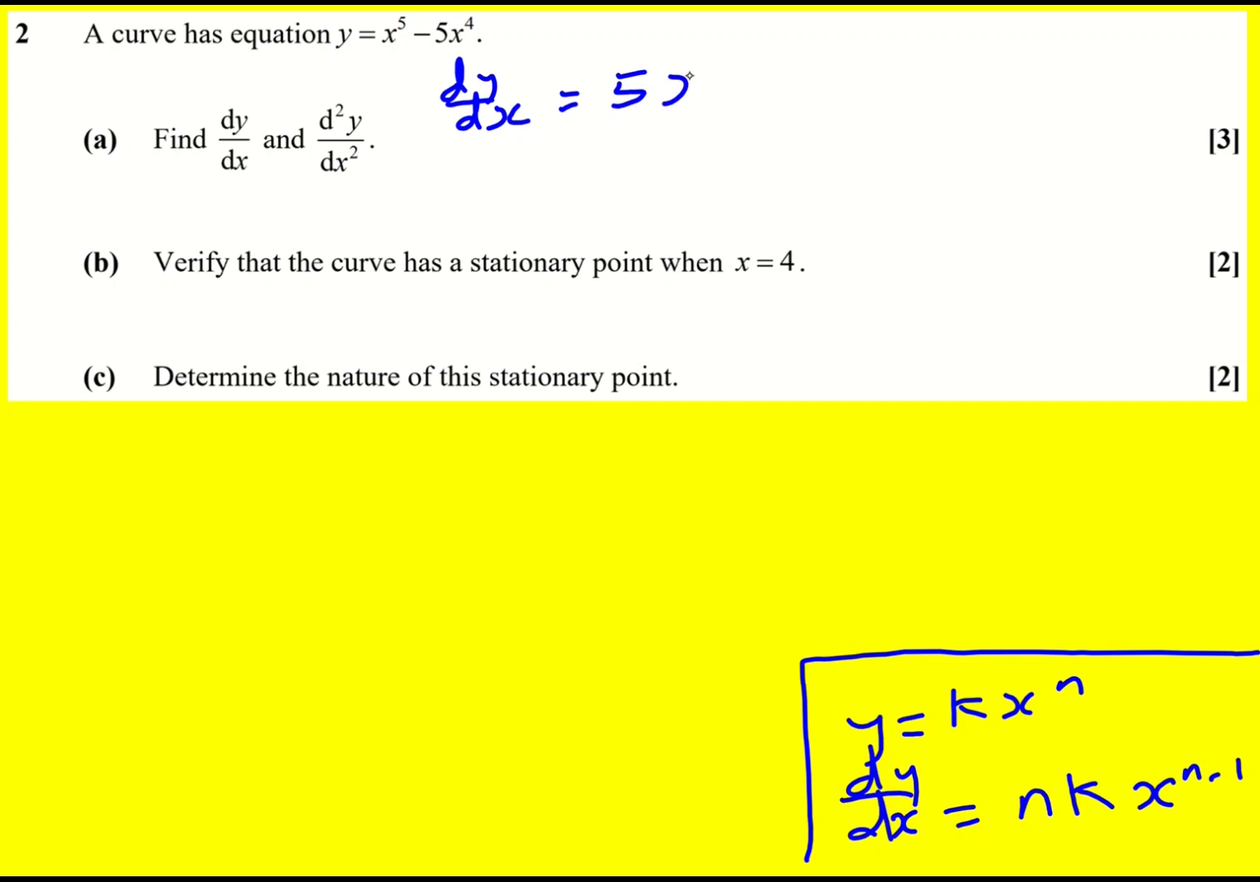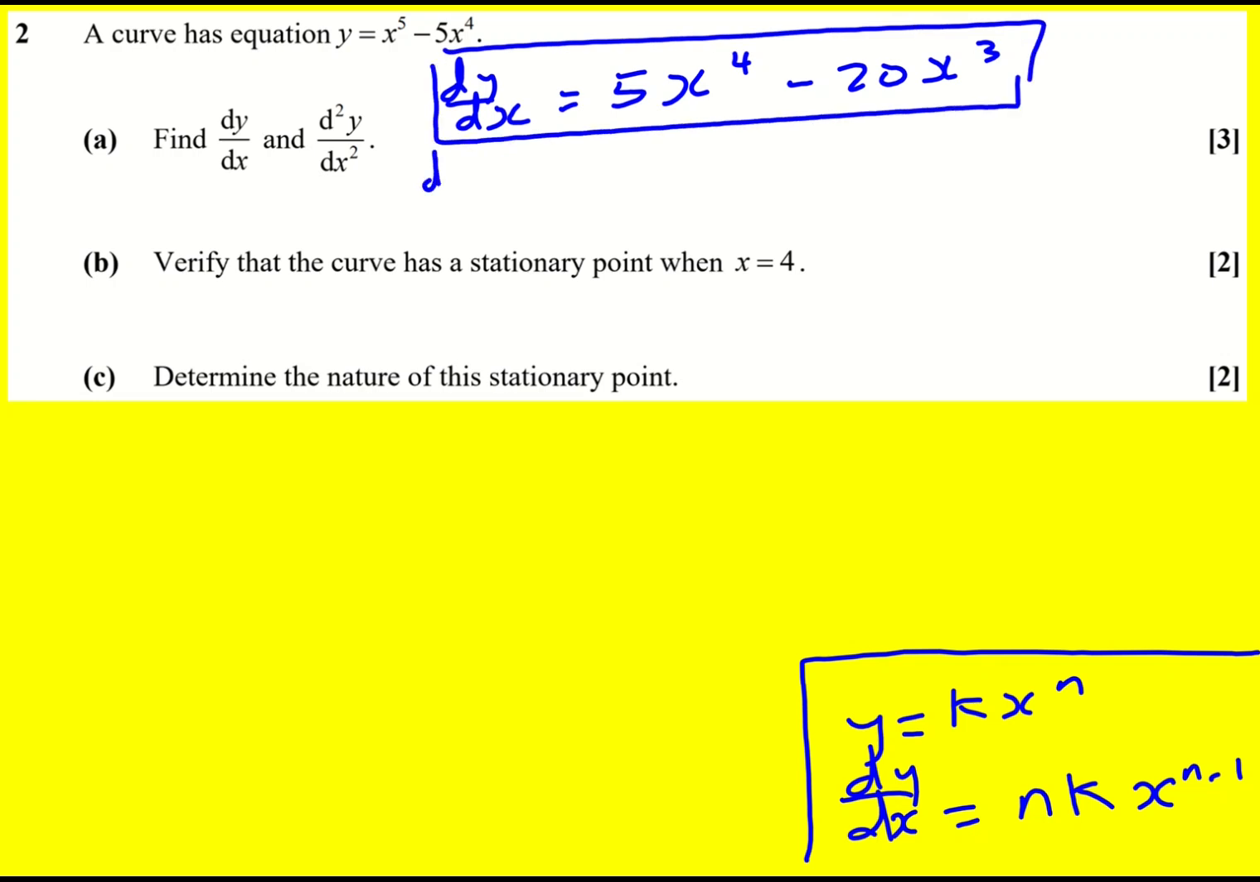Here, we're going to get 5x to the 4 minus 20x to the 3. And then for the second derivative, we just differentiate again. This is going to give 20x to the 3 minus 60x squared.